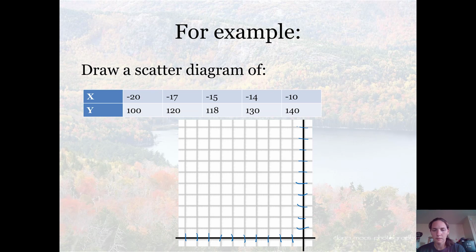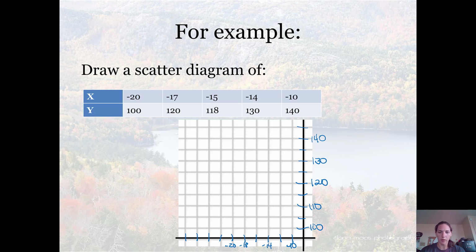It looks like I have 10 hash marks on each side, so we're going to try to label these nicely. My y's need to go from 100 up to 140: 105, 110, 115, 120, 125, 130, 135, 140. That works nicely. And this needs to go from -20 to -10. So let's see, -20, -18, -16, -14, -12, -10, that'll work. All right, so now we're just going to treat each one of these as a point.